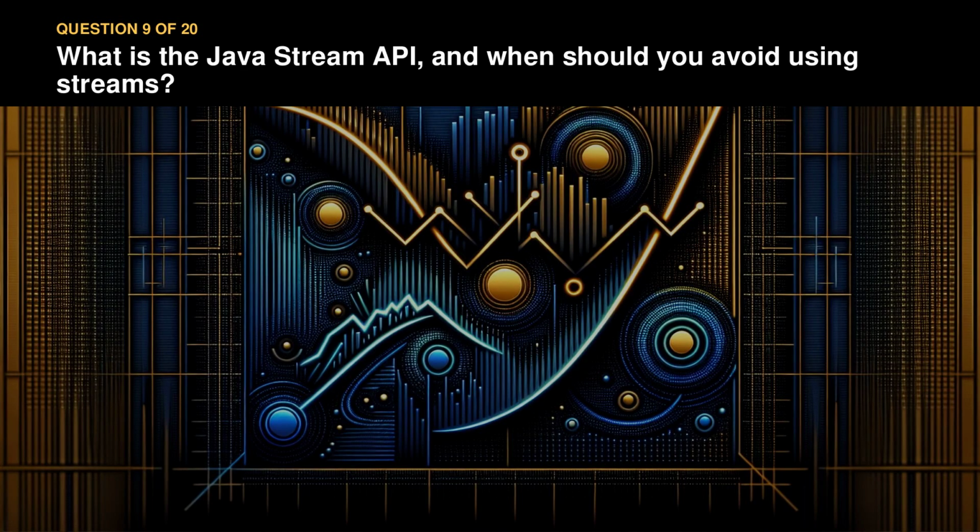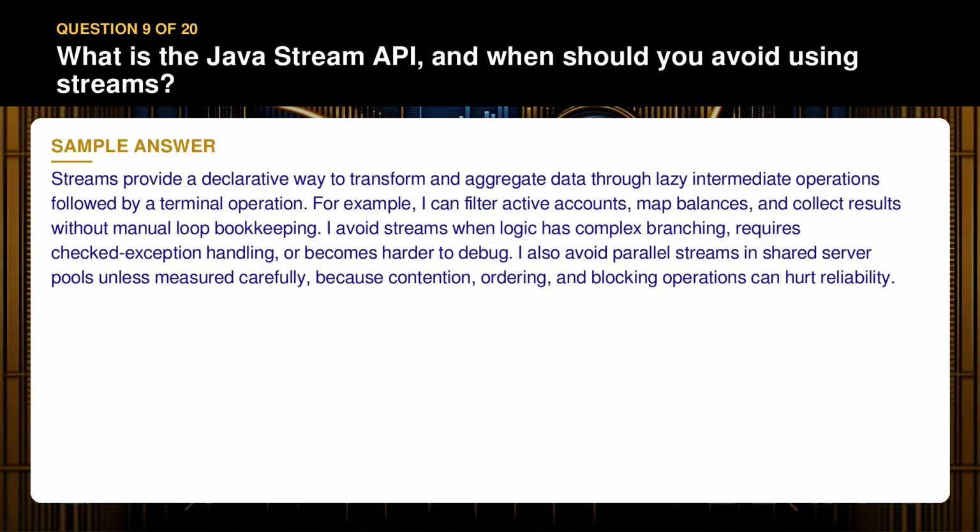Question 9. What is the Java Stream API, and when should you avoid using streams? Streams provide a declarative way to transform and aggregate data through lazy intermediate operations followed by a terminal operation. For example, I can filter active accounts, map balances, and collect results without manual loop bookkeeping. I avoid streams when logic has complex branching, requires checked exception handling, or becomes harder to debug.